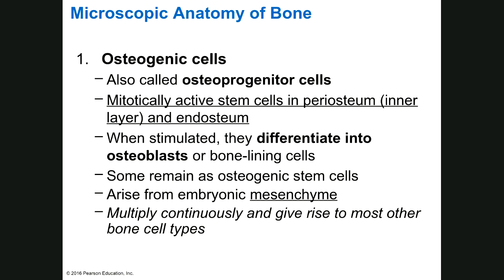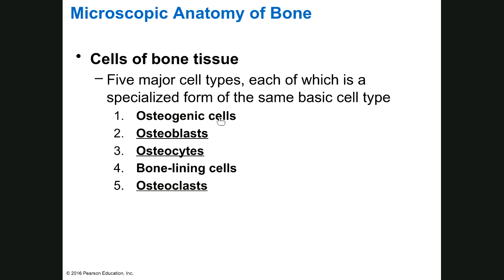The first one, osteogenic cells. Again, these are your stem cells that specifically are going to be doing mitosis, forming bone cells. When osteogenic cells divide, for the most part, they're going to differentiate into osteoblasts. They're also going to differentiate into bone lining cells. And also osteogenic cells can directly differentiate into osteoclasts. So let me go back here for a second. Osteogenic cells, again, are our stem cells. Osteogenic cells will become osteoblasts.